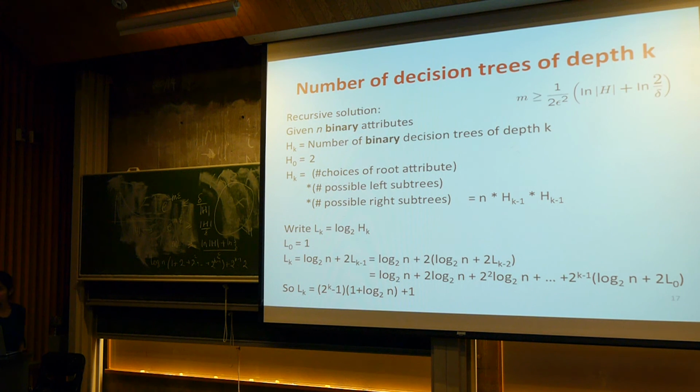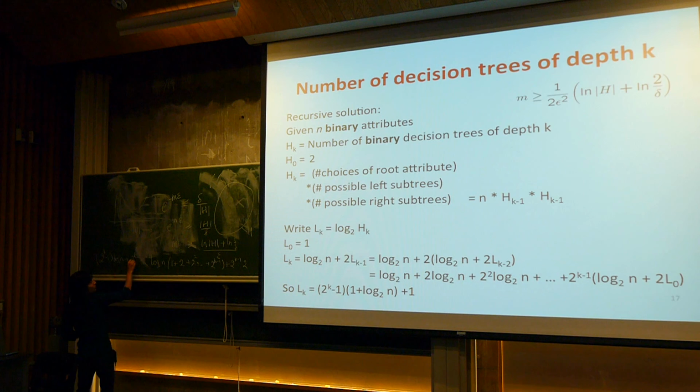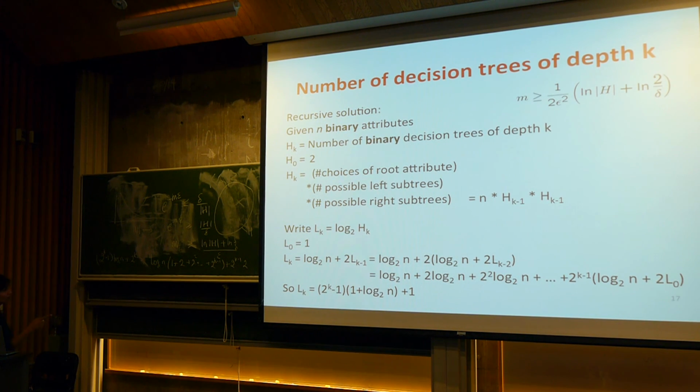I believe that's true. It's just a geometric series, right? So we get 2 to the k minus 1 times log 2n, and I think we should have plus 2 to the k. I don't know if that's what I have here. Yep, that's what we have there, right? So it's 2 to the k times log n, and then the rest is just 2 to the k. Okay, so we now have an expression for the log of the number of trees of depth k, right?